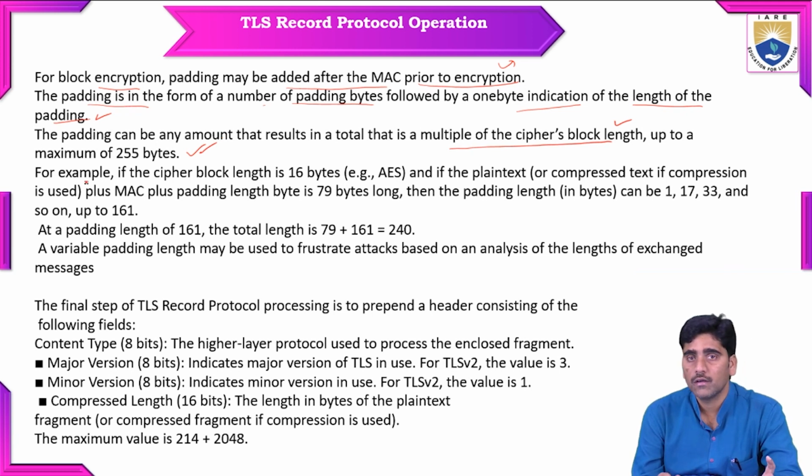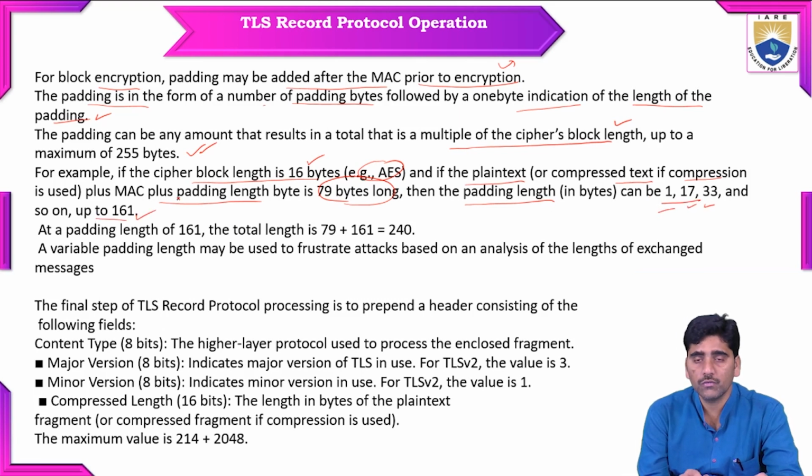For example, if the cipher block length is 16 bytes, like the Advanced Encryption Standard, and if the plain text, which is compressed text if compression is used, plus the MAC plus the padding length byte is 79 bytes long, then the padding length can be 1, 17, 33, and so on, up to 161.